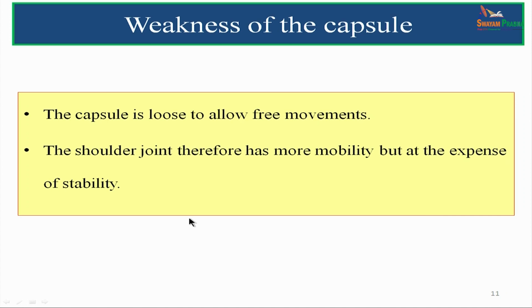Weakness of the capsule. Having said so much about the capsule, it does not offer a very strong support to the joint because it is loosely attached, for the reason that it has to allow free movements of the joint. Whenever free movements are made possible, the stability is lost. So the shoulder joint therefore has more mobility but at the expense of stability.